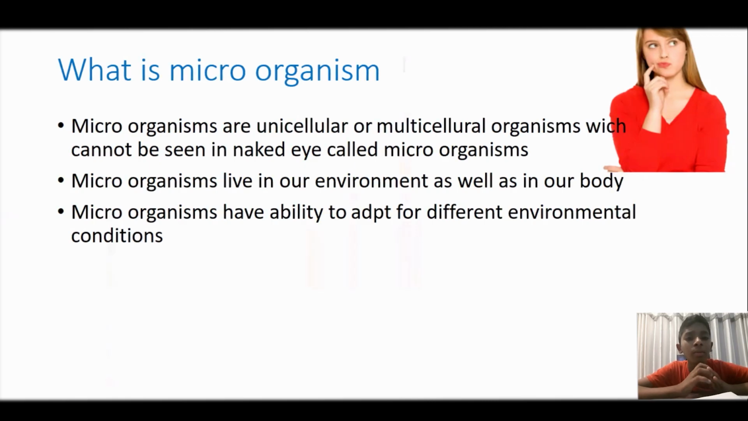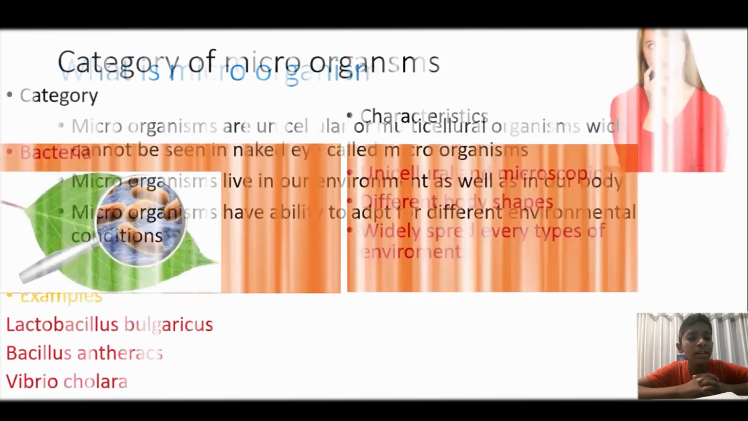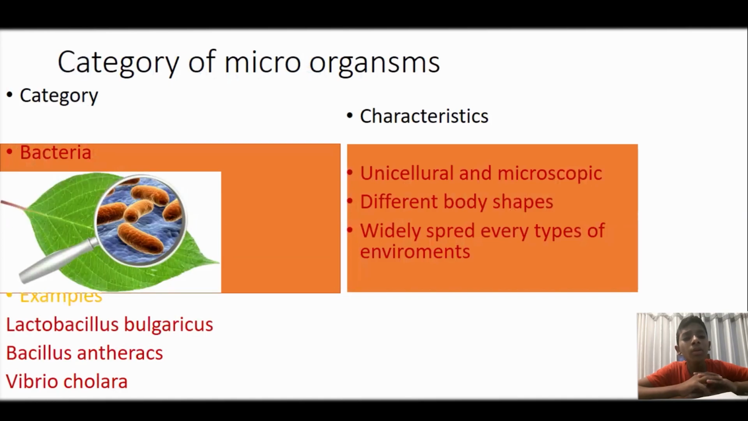Second, we discuss categories of microorganisms. Our first category is bacteria. Bacteria characteristics: unicellular and microscopic, different body shapes, widely spread in every type of environment, such as Earth. Examples: Lactobacillus bulgaricus, Bacillus anthracis, Acetobacter, Vibrio cholerae.